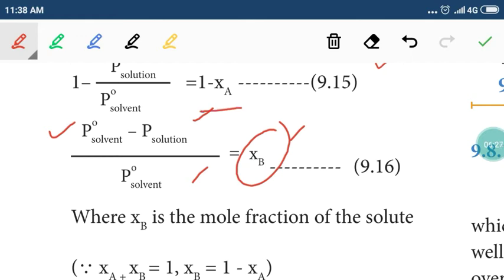We already studied that mole fraction of component A plus mole fraction of component B is equal to 1. Xa plus xb is equal to 1. So 1 minus xa means xb. So the component B is what? Solute, non-volatile solute. Okay.